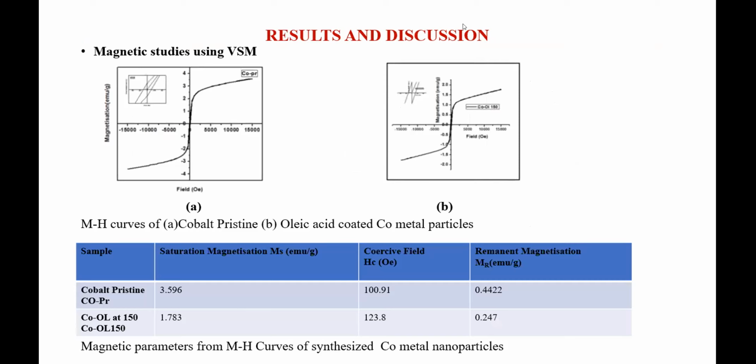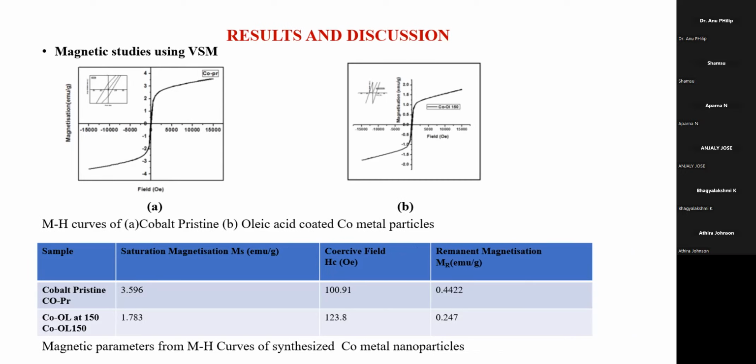Then the magnetic properties of cobalt metallic particles are studied using VSM. The M-H curves of cobalt pristine and oleic acid coated cobalt metal nanoparticles are shown in the figure. From the M-H curves, the magnetic parameters are calculated and listed. The saturation magnetization decreases as oleic acid is coated on the metal nanoparticle. And these are the magnetic properties of the cobalt pristine and oleic acid coated cobalt metal particles.